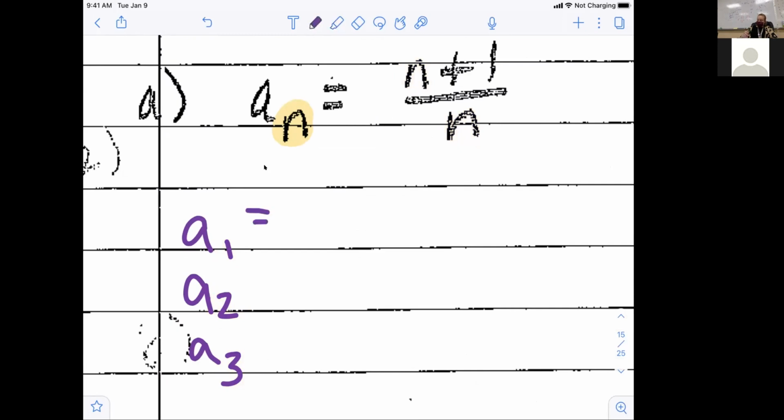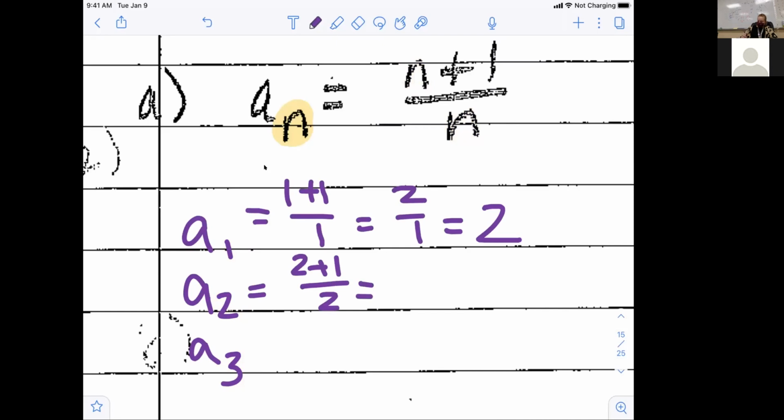So let's see what that looks like. I'm going to do 1 plus 1 over 1. That's 2 over 1, which is 2. Now we're going to plug 2 in for my n's. So I get 2 plus 1 over 2 equals 3 over 2. You can make that 1.5 if it makes you happy. I don't want to mess with decimals. I'm going to plug 3 in for n. So I've got 3 plus 1 over 3, which is 4/3.